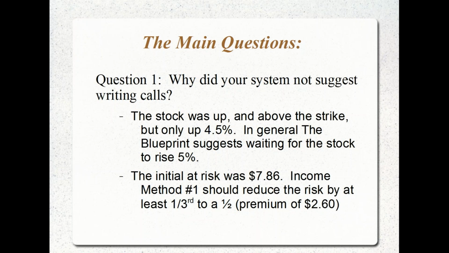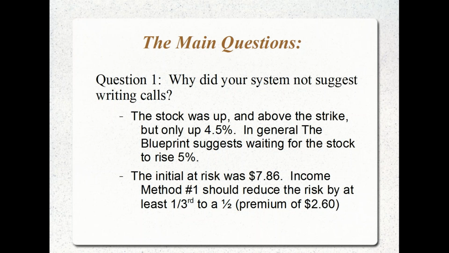Number 1, we want the stock to move up at least 5% or to be trading above the put strike price. We also want to make sure that the premium we're generating represents at least 1/3 to 1/2 of the initial at risk. Your risk was 786. We would need a premium of at least 260 for an out-of-the-money call to have appeared in the rollout opportunities. You sold a call for $1.17. It's $1.17 you didn't have the other day.